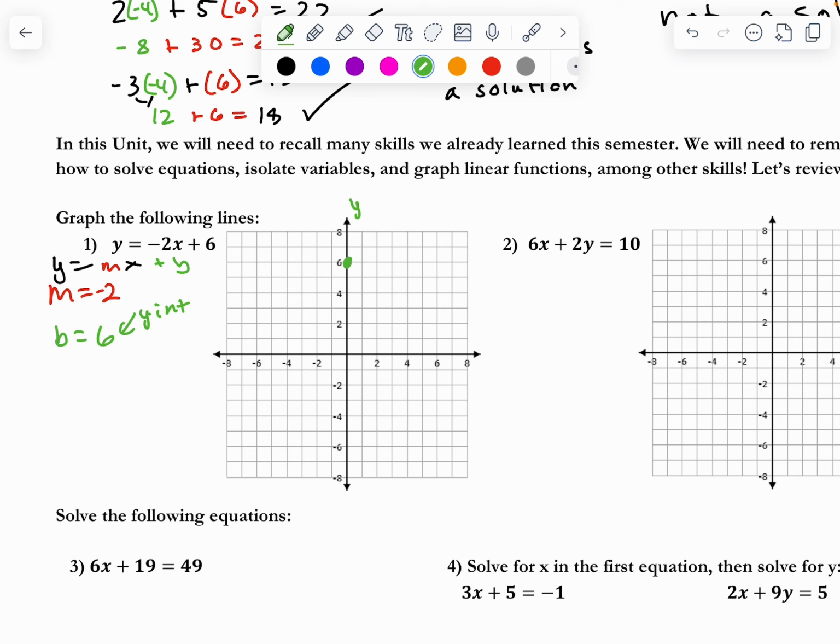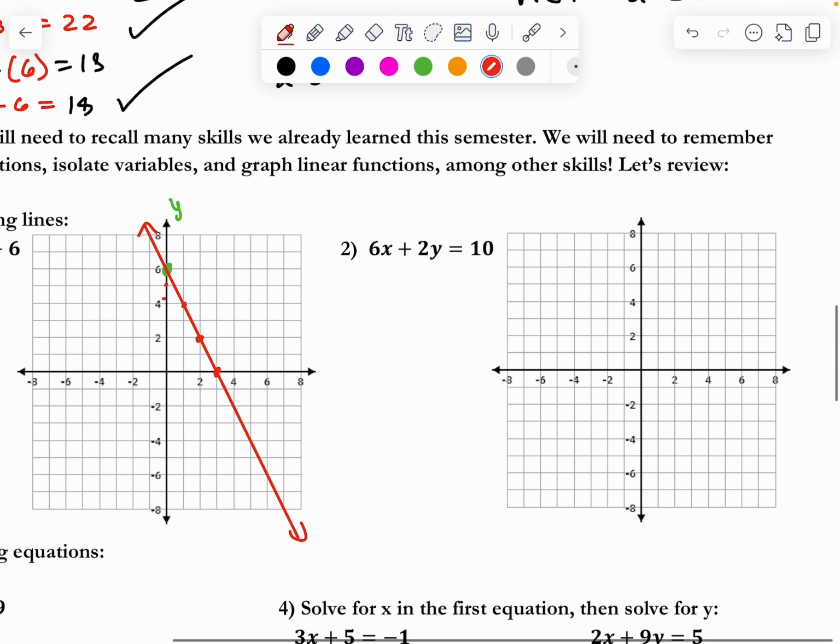Now we gotta go, right? My slope is negative 2 over 1, so we gotta go down 2 over 1, down 2 over 1. Most of you guys know how to do this already, remember. So there's my answer. Done.